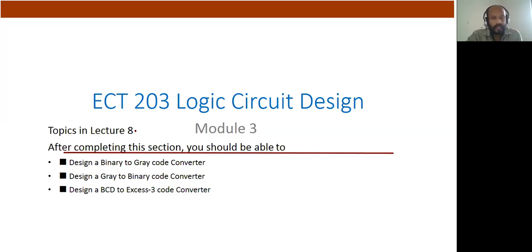So this is lecture 8. In lecture 8, mainly we will discuss the code converters. Okay, this is one of the important topics in combinational circuits. So how we can design a code converter circuit from one code to another.